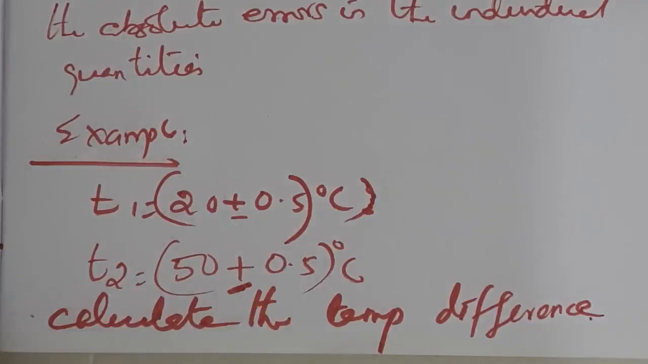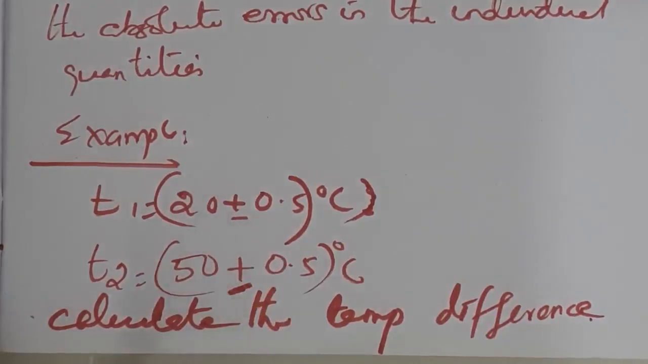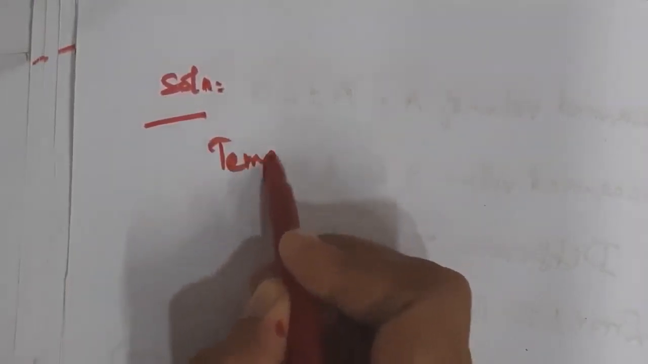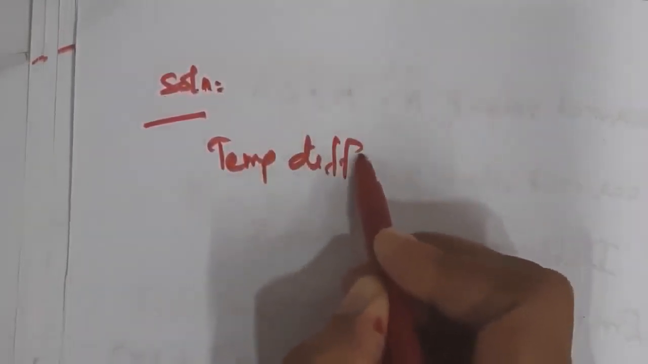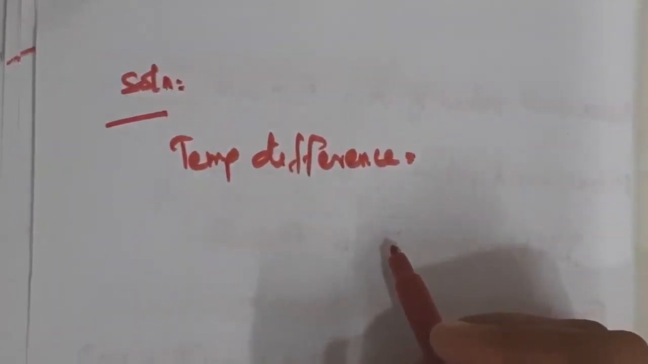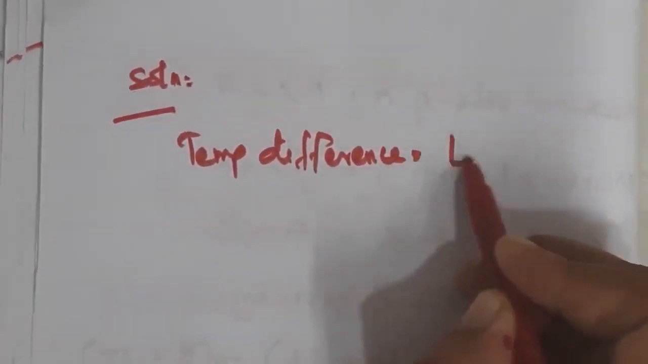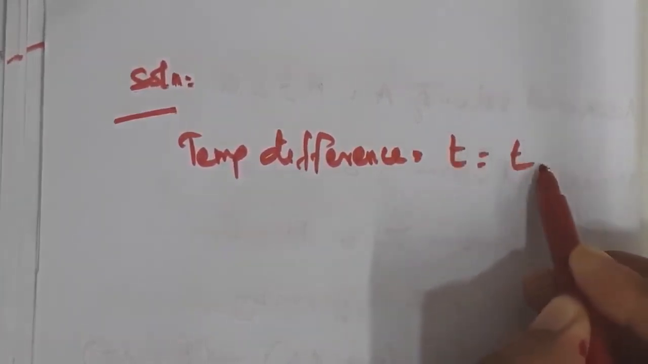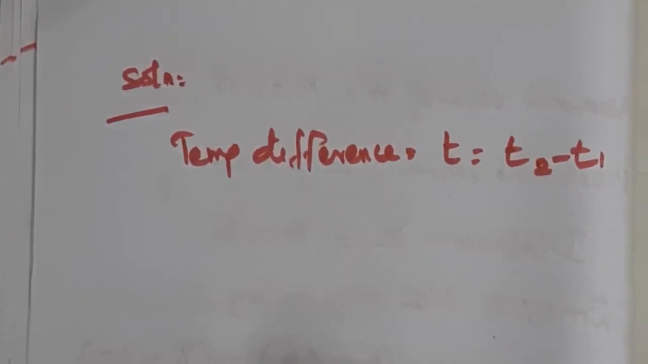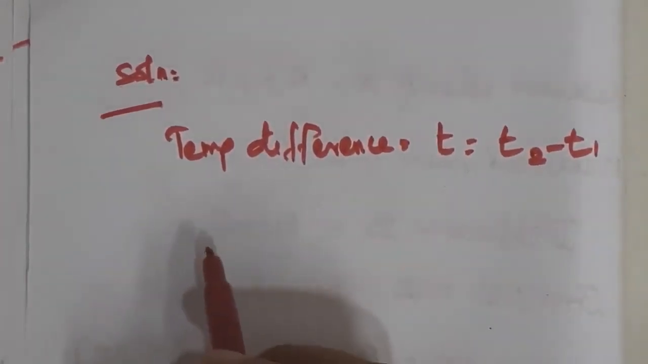So they are asked to calculate the temperature difference. Okay, let's do the solution. Temperature difference is nothing but taking the difference of two quantities. So T equal to T2 minus T1.